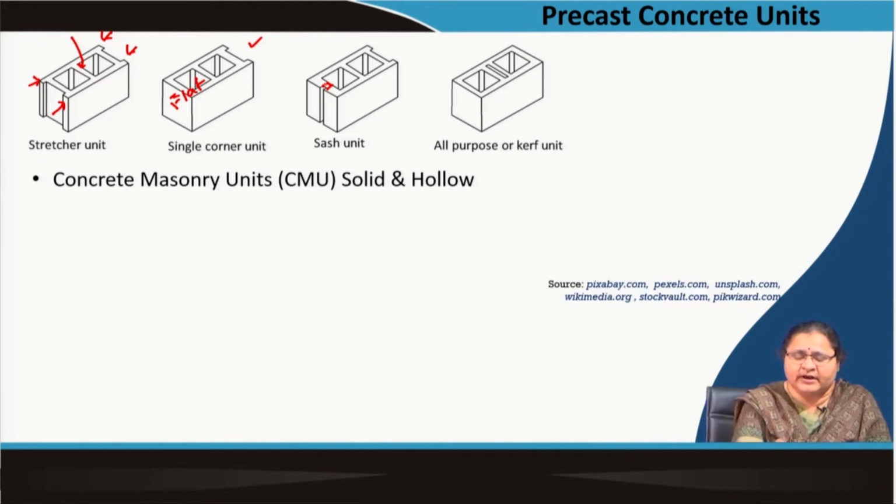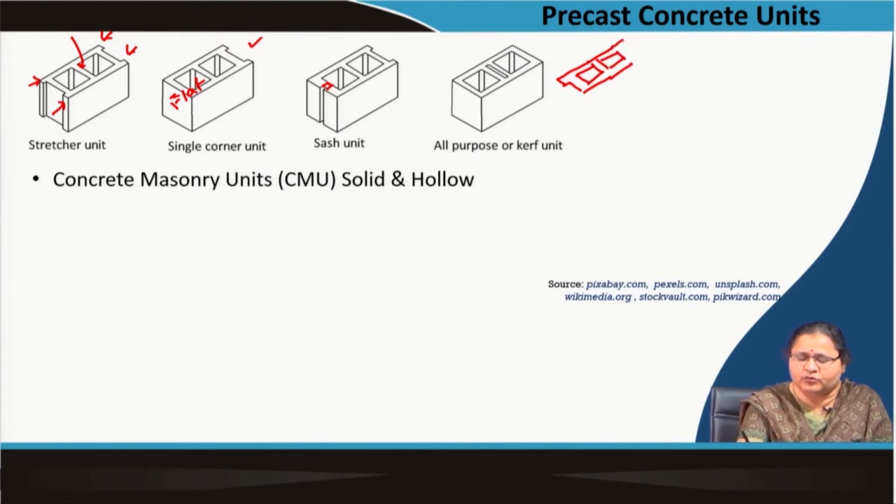You have this kind of groove, and this is an all purpose brick where all four faces or verticals are flat, which helps in interlocking maybe. This is a corner unit, this is a sash unit, and you can see even jamb units where one of these edges will have a profile of this kind and it will have hollows.